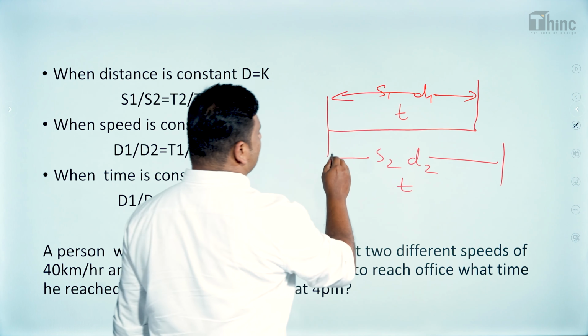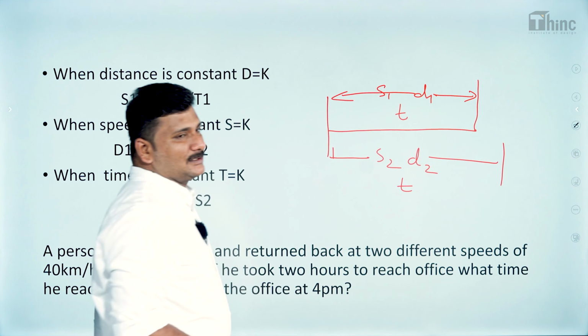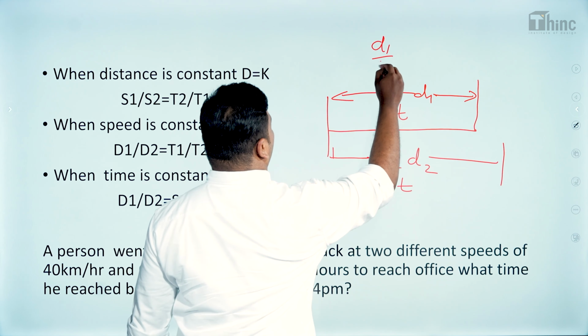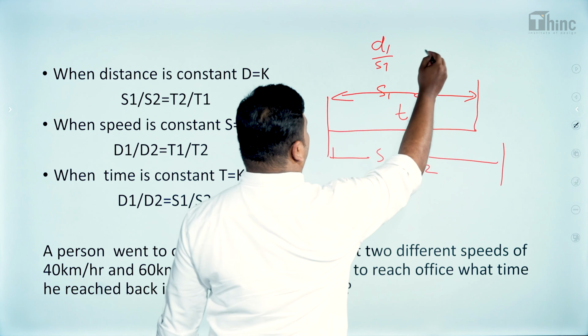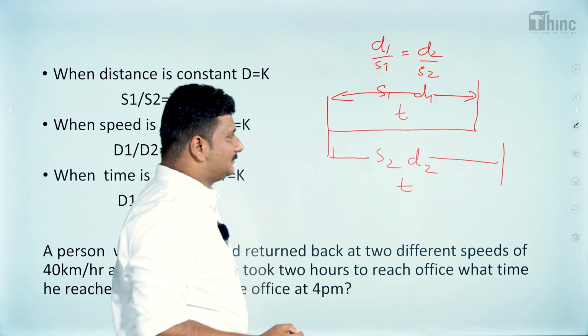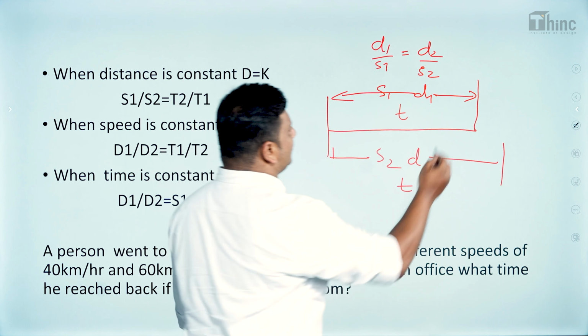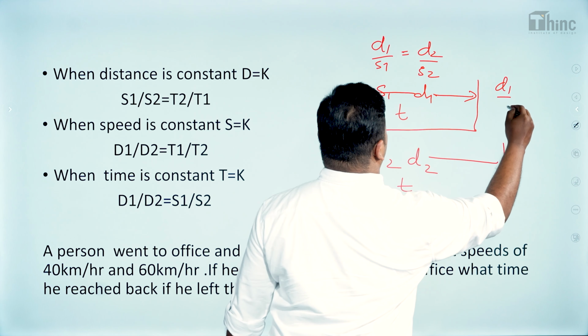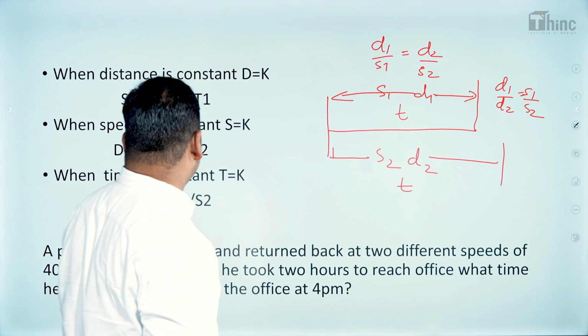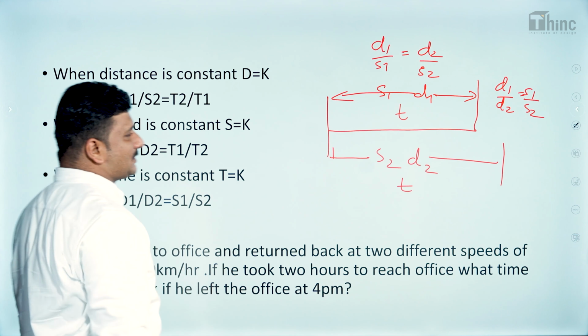So what is constant in this case? Time is constant. So what is the time in the initial case? Time is distance by speed. It is d1 by s1 in the initial case. In the second case, it is d2 by s2. So if time is constant, both are the same, right? So we can write this as d1 by d2 equals s1 by s2. Is it clear? d1 by d2 equals s1 by s2.